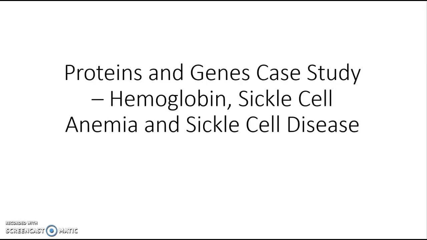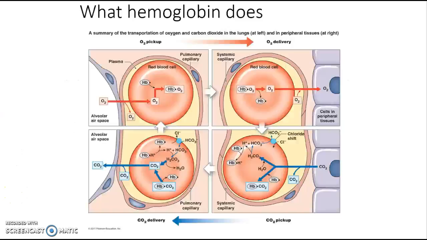Hi, this is Dr. Launen, and this is a short lecture on hemoglobin and sickle cell anemia and sickle cell disease as a case study for proteins and genes in genetics.